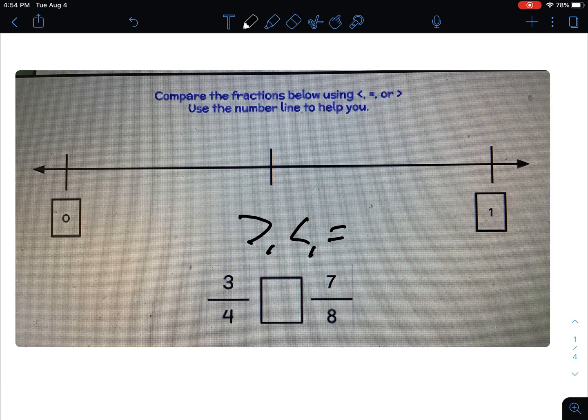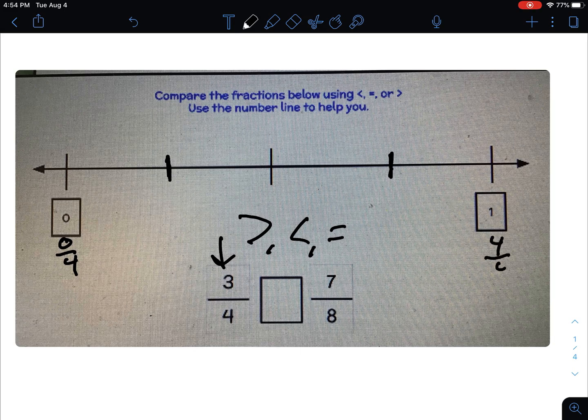So first thing I have to do is divide my number line. So if I'm going to place 3/4 on the number line, how many parts do I have to divide my number line into? That's right, 4. Our denominator tells us that. So it's already divided into 2, so now I just have to split it again. And so that's 0/4, and that's 4/4, right? 1, 2, there's 3/4 right there.